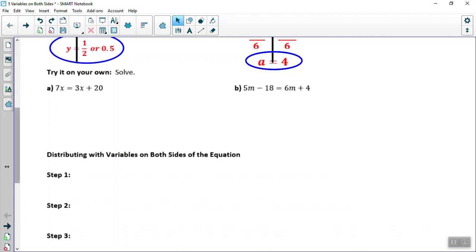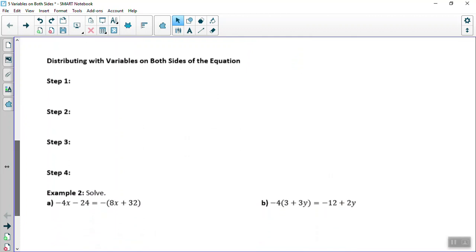Alright, so now let's add a step onto it. So like I've talked about in class, math builds on itself. So we're going to just kind of keep building onto these equations until we've reached the most difficult type of equation we'll do this year. So now that we know how to deal with an equation that has variables on both sides, let's add in the idea of having to distribute.